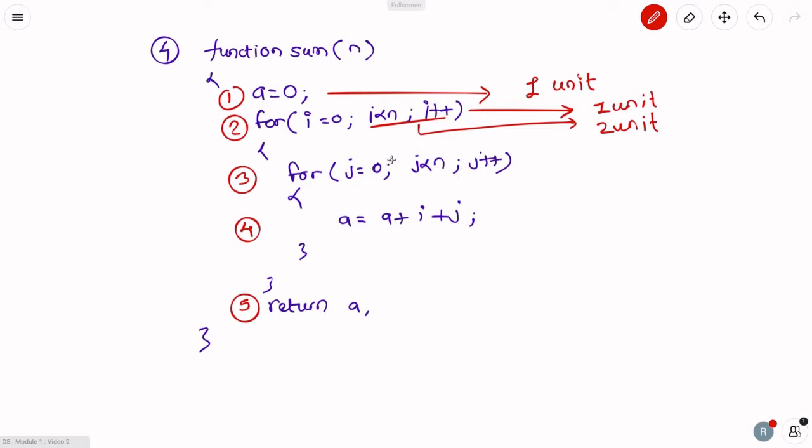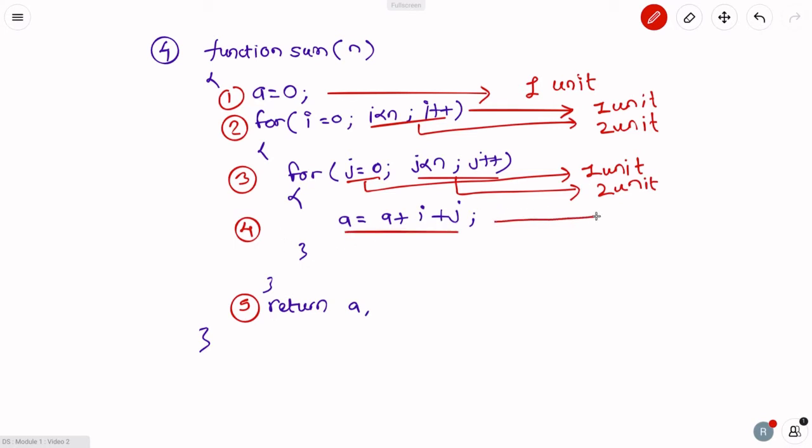We have this j is equal to 0 assignment statement, which is going to take 1 unit of time, and we have these two statements in step number 3, which are going to take 2 units of time. We have this statement, step number 4, which is going to take 3 units of time, as we have two arithmetic operations and one assignment operation. So let me write here 3 units of time. And finally we have the fifth statement which is going to take 1 unit of time.